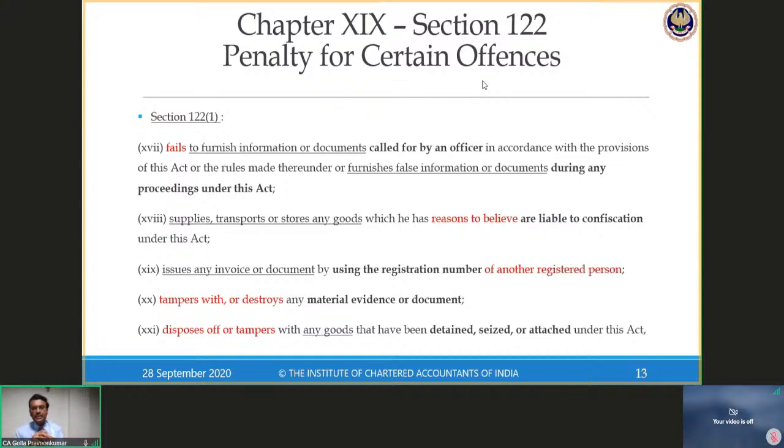Sneha has a question. Can we say that bill to ship to transactions are an exemption to 122? Definitely, the answer is yes, Sneha, provided in a bill to ship to transaction, we have established the evidence that actual movement of goods happened and the recipient has received the goods.